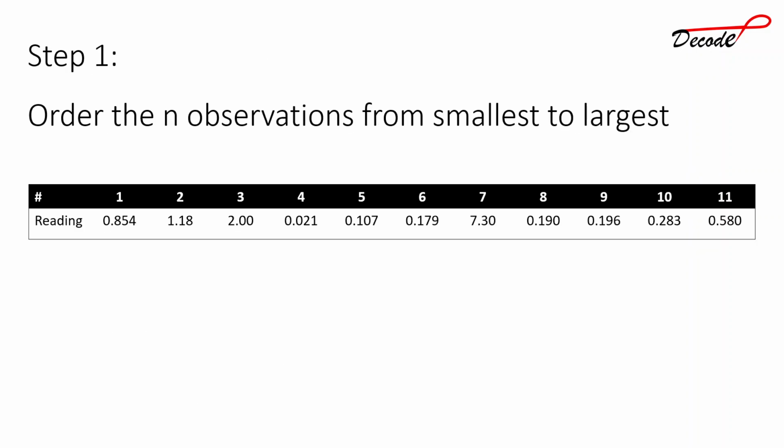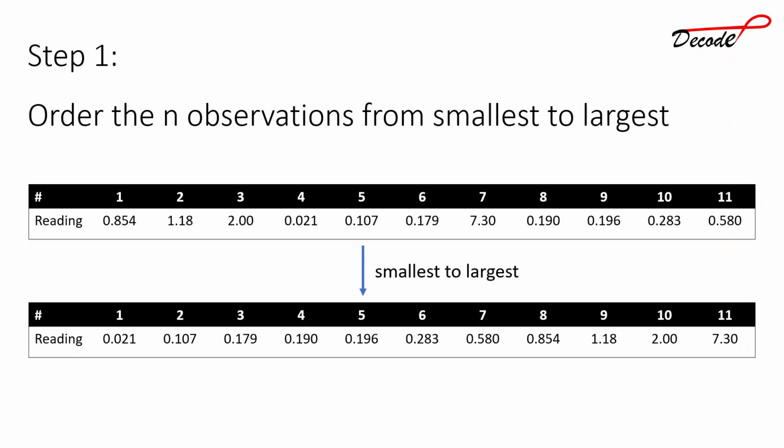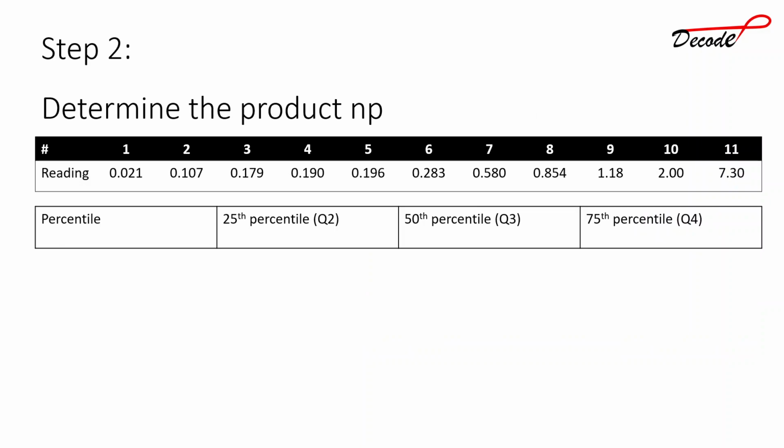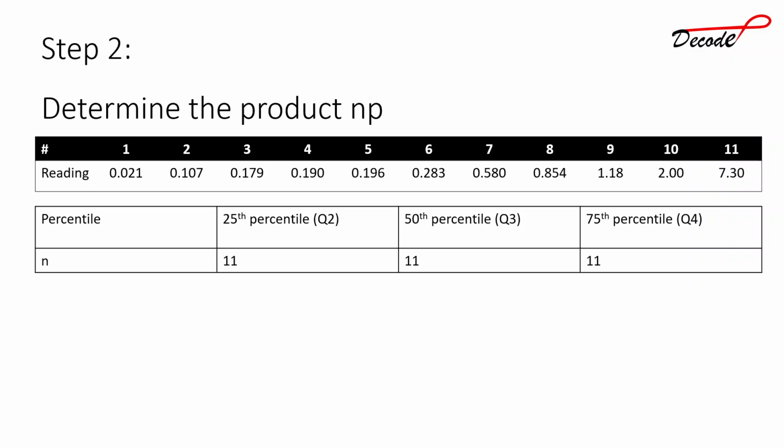So this is the data we are given. As part of the first step, we need to arrange the values from smallest to largest. The arranged values from smallest to largest are given in the second table. The second step is to find the product of NP. The product of NP is used for finding the 25th, 50th and 75th percentiles. So in order to find the value at these percentiles or quartiles, we need to consider N. N means the number of values in the sample. This remains constant for Q1, Q2, Q3.